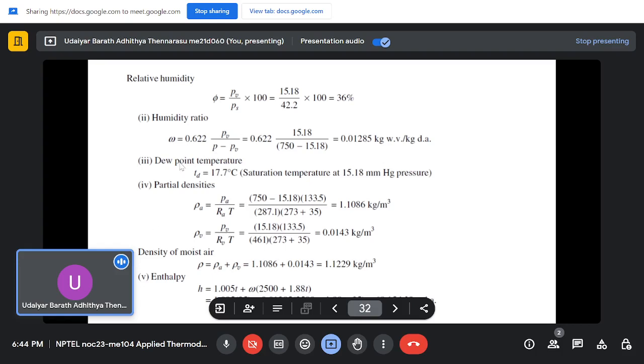Dew point temperature is nothing but, we know PV, when this is at saturated pressure, the corresponding temperature. So saturation temperature corresponding to 15.18 mm of Hg is 17.7 degrees Celsius. So that is the dew point temperature.